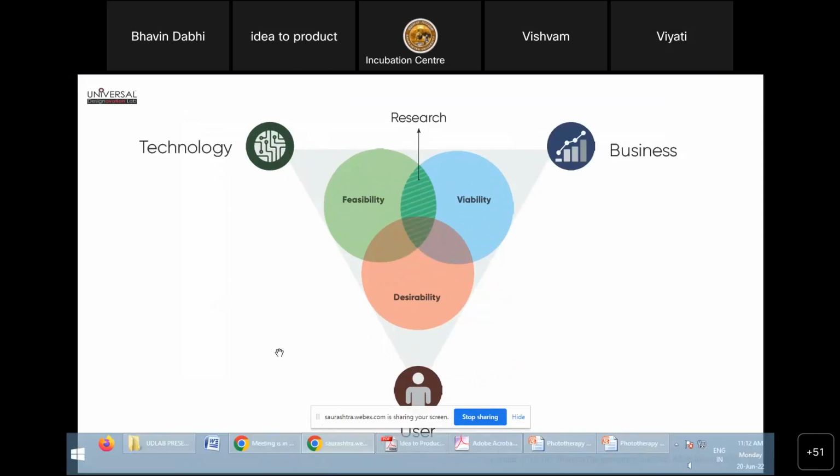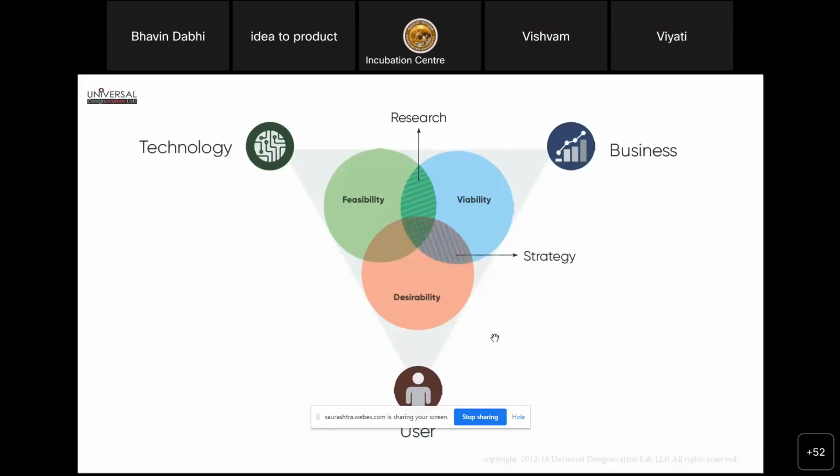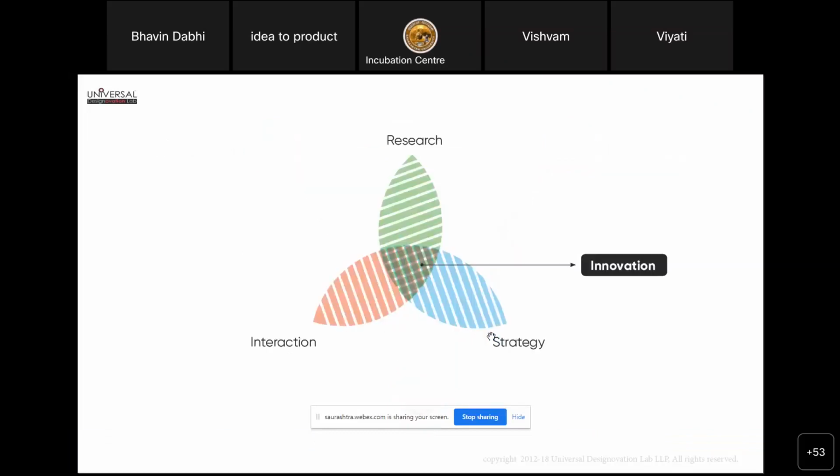Okay. Sorry for this. And how all these three things are interconnected is technology, business, and user. We can say a user wants desirability, the technology gives the feasibility, and business gives the viability of all this stuff. Now, how again these all are interconnected is by research and strategy and interaction. So the center part is innovation.